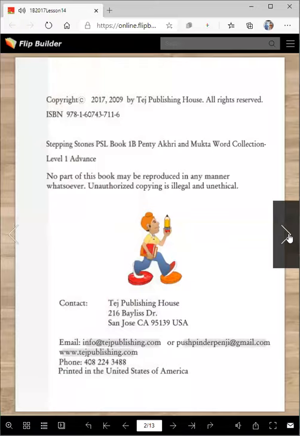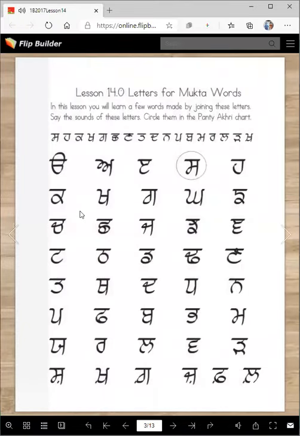Okay. So in this book, you have been learning how to make mukta words without using any matras. These are amazing words. They all have pictures with them. This is teaching you the letter names, the letter sounds, and how to put the letters together and make words and be a Punjabi reader and a writer. So isn't that amazing? So that's what we're going to do in this one today.